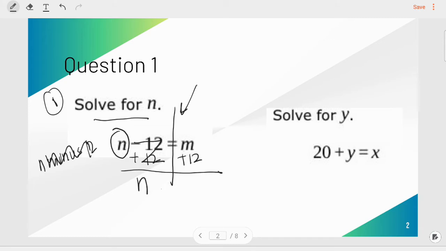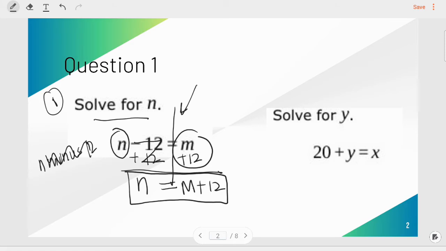Minus 12 and plus 12 zero out, equals, now these two terms, m plus 12, do they combine? Are they like terms? Well, this has an m and 12 does not, so they are separate terms, and I'm going to leave them as is. And there's my answer.